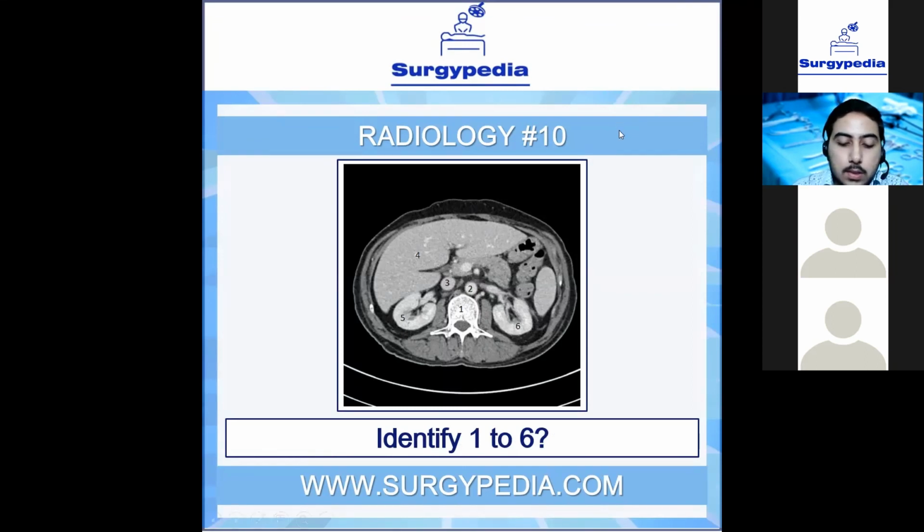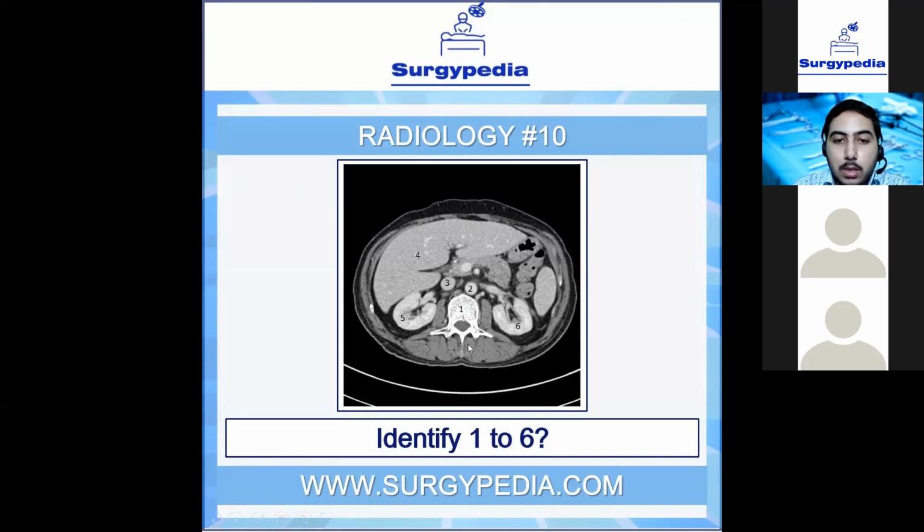So this has 6 points here. I'll wait for some time because people need to answer 6 points. Yes, so we got all correct answers. I did not expect that everyone would be able to identify structures so easily. In my final year, I wouldn't have been able to identify structures in a CT abdomen as easily as you people have. So we got correct answers.